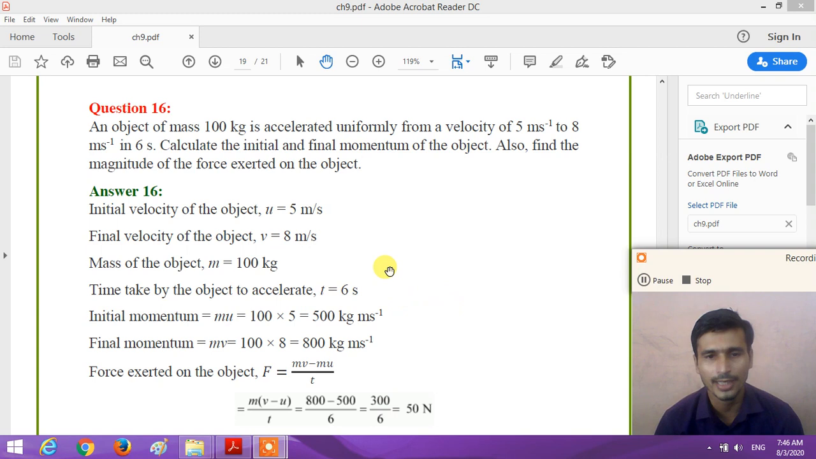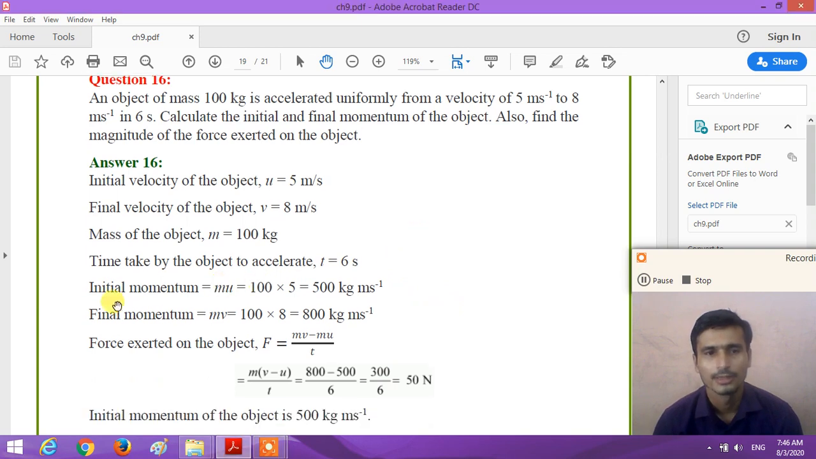So how can we calculate the initial momentum? The initial momentum is equal to mass into initial velocity, m into u. So mass is 100 into initial velocity, 5 meter per second. So we get 100 multiplied by 5, we get 500 kilogram meter per second. Final momentum is mass into final velocity. So 100 into 8, we get 800 kilogram meter per second.